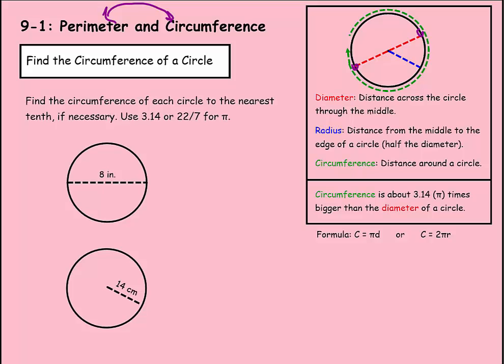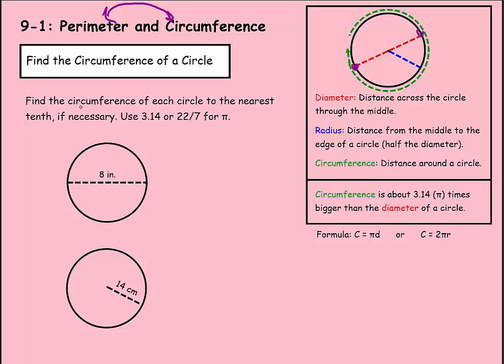So the reason I told you all these is because they all go into a formula. The circumference is about 3.14 or pi times bigger than the diameter of a circle, meaning that the circumference is pi times diameter. So 3.14 times whatever the diameter is. Since the radius is half the diameter, I would need to multiply the radius times 2, so 2 times r, and then multiply times pi. So the formula could either be circumference equals pi times diameter, or circumference equals 2 times pi times the radius.